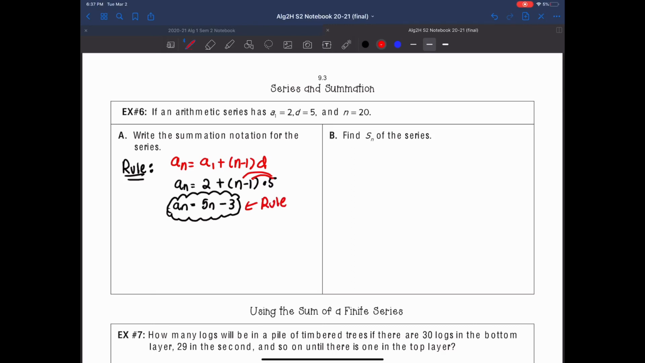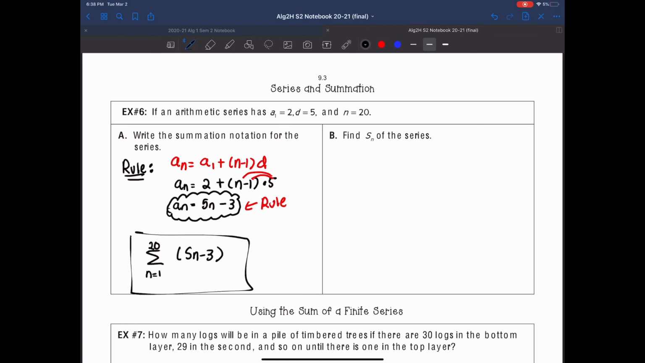Now, let's go ahead and write down the summation notation. I need to know what my bounds are. My lower bound is just going to be 1 because that's the first number that I'm plugging into the rule. So I'm going to say n equals 1. And since n is 20, there are 20 terms in this series, my upper bound is 20. And my rule, I'm just going to write down as 5n minus 3, and this is the summation notation for the series.